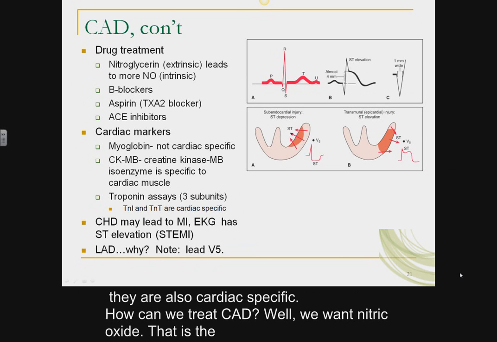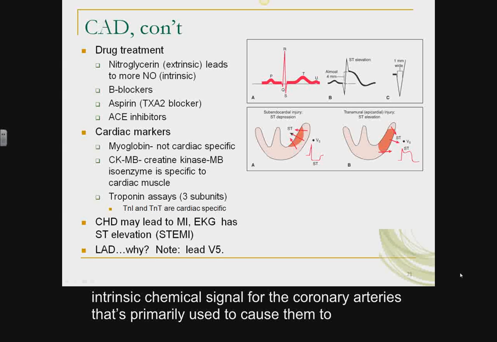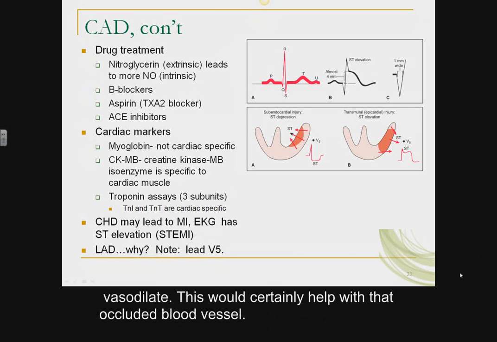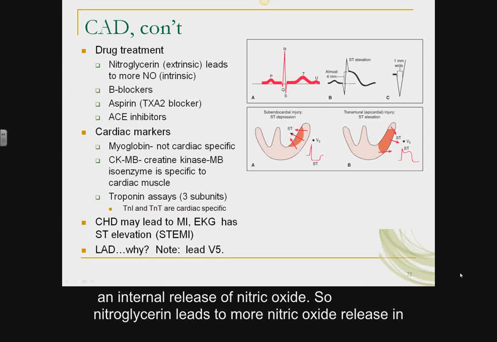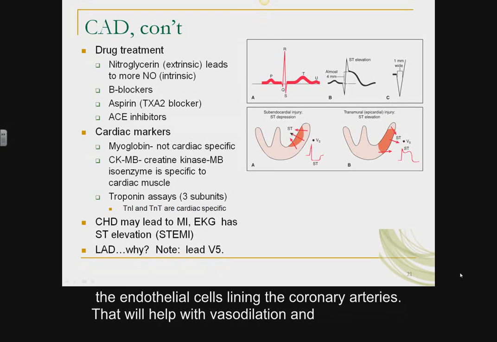How can we treat CAD? Well, we want nitric oxide. That is the intrinsic chemical signal for the coronary arteries that's primarily used to cause them to vasodilate. This would certainly help with that occluded blood vessel. Nitroglycerin is an extrinsic drug, but when taken sublingually, it will lead to an internal release of nitric oxide. So nitroglycerin leads to more nitric oxide release in the endothelial cells lining the coronary arteries. That will help with vasodilation and restore blood flow.